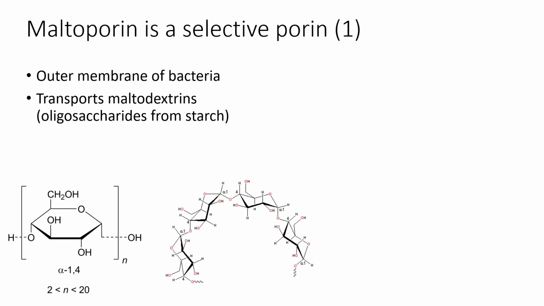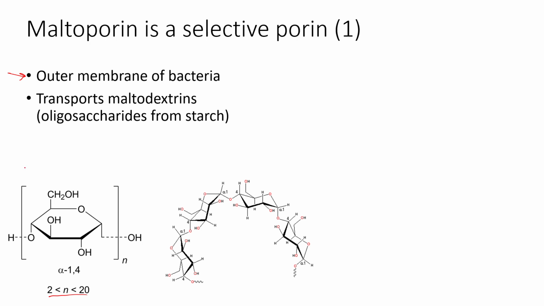membrane. So now let's talk about a selective porin, and the first example we're going to use is maltoporin. So maltoporin is found, like a lot of porins, in the outer membrane of bacteria, and it's selective for transporting only maltodextrins. And maltodextrins are just oligosaccharides that are derived from starch. So as we recall, starch is a chain of glucose molecules, and when you start to break it down, you can end up with these oligosaccharides that have anywhere between 2 and 20 glucose molecules.